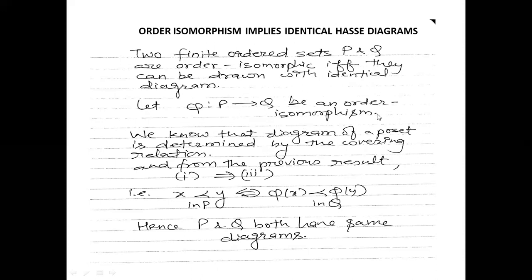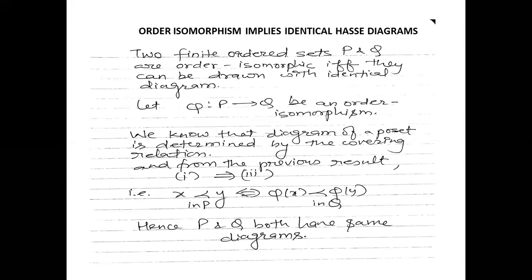Let this be an order isomorphism. We know that the diagram of a poset is determined by the covering relation. Covering relation: A is covered by B means there is no third element between A and B of that poset. So if we are drawing a Hasse diagram of a poset, then that diagram is determined by the covering relation. If you do not know the covering relation, then you cannot make that diagram. So from the previous result that we have already proved, three statements 1, 2, 3, we proved that all those three statements are equivalent. So one implies three.